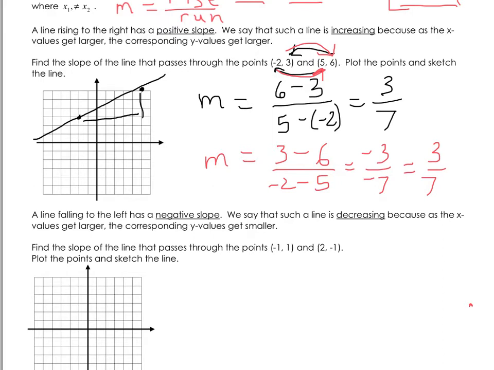We can calculate slope using the graph. We can take the rise, count the blocks, 1, 2, 3, over the run. How many blocks are there? 7. Looking at the line, we know that the slope is positive. We don't have to write the positive, but I'm doing it for emphasis. Positive rise over run, 3/7. So we get 3/7 no matter which way we do it.